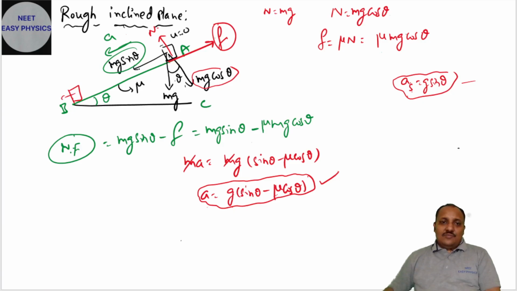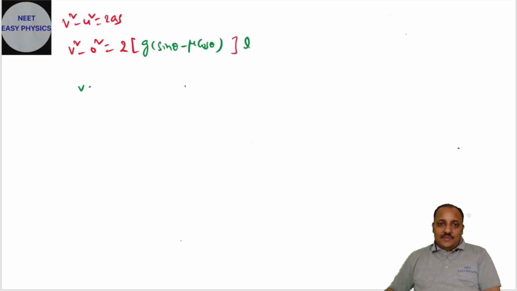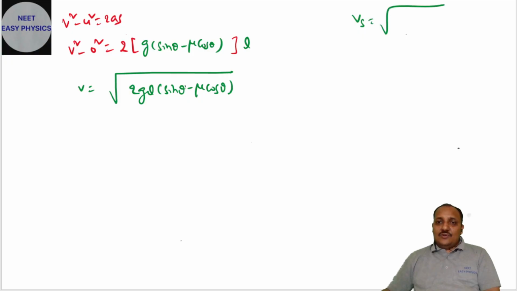So, what is the velocity whenever the object is reaching the bottom? What is the formula? v square minus u square equal to 2as. v square minus 0 square equal to 2 times acceleration. What is acceleration on rough inclined plane? We got g into sin theta minus mu cos theta. Now, what is the length of the inclined plane? This AB length we are taking as L. Therefore, v is equal to root of 2gL into sin theta minus mu cos theta. On smooth inclined plane, how much did you get? Root 2gL sin theta. Now you got here extra sin theta minus mu cos theta.